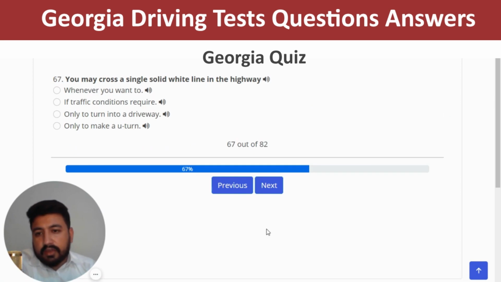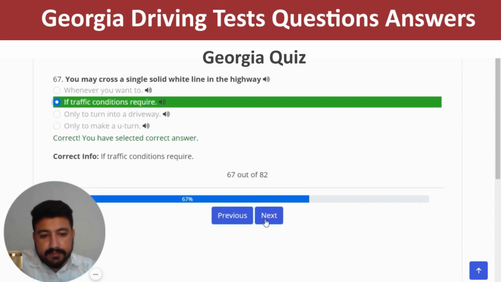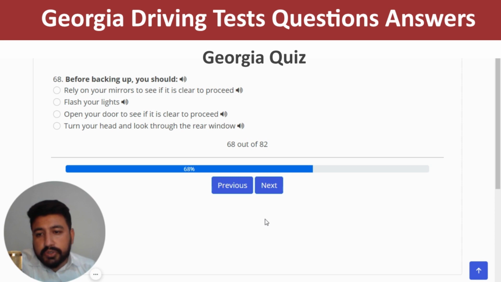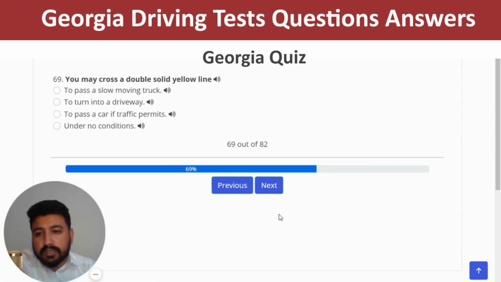Correct. And next, you may cross a single solid white line on the highway. The right answer is if traffic conditions require. So I'm going to click on the second option. Correct. And next, before backing up, you should... The right answer is the last one, which is turn your head and look through the rear window. So fourth option. And next, you may cross a double solid yellow line. The right answer is to turn into a driveway.